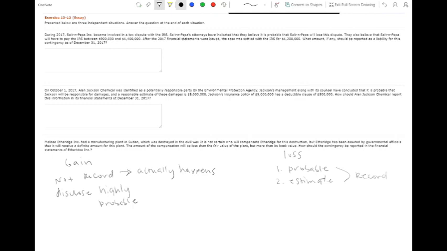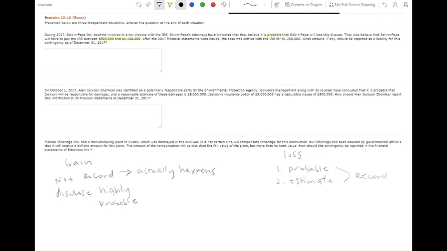If we look at the first one, the company's involved in a tax dispute with the IRS, and it looks like it's probable they're going to lose this dispute. So this is a loss situation. It tells us that it is probable, so I know I've met that criteria, but now I'm looking at, okay, what's my estimate? And it appears that my estimate at the time is a range.